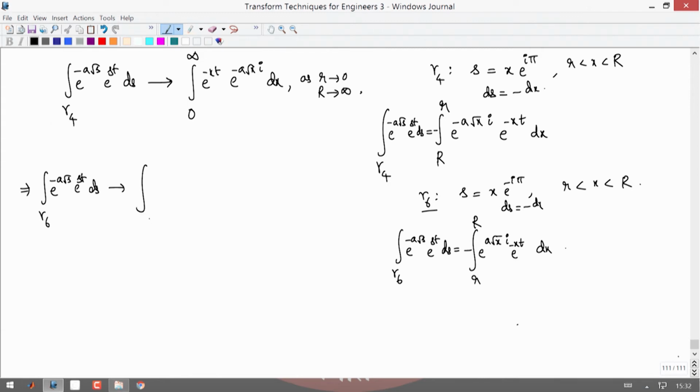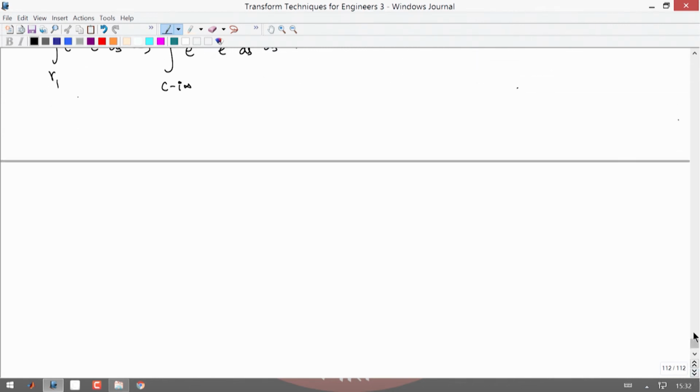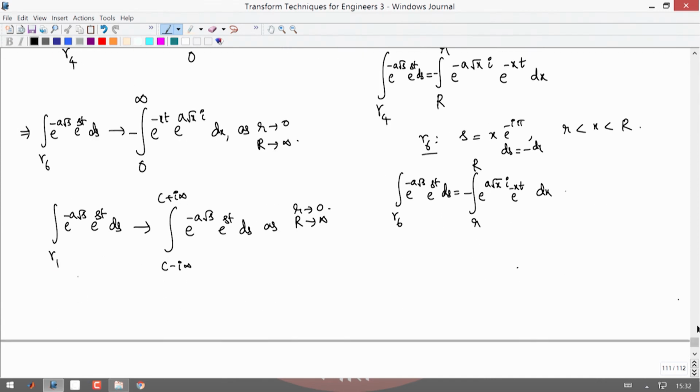This goes to minus the integral from 0 to infinity of e^(-xt) e^(a√x) i dx, as small r goes to 0 and capital R goes to infinity. So what happens to the last one, which is over gamma 1, e^(-a√s) e^(st) ds? This goes to the integral from c minus i infinity to c plus i infinity of e^(-a√s) e^(st) ds, as R goes to infinity and small r goes to 0. So, because all these three together are 0, this is what you want.